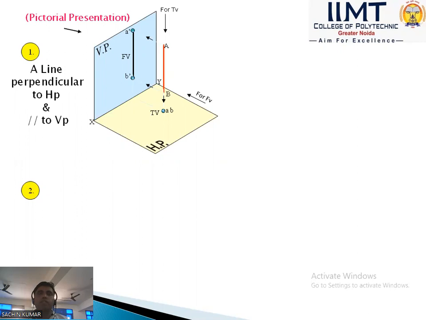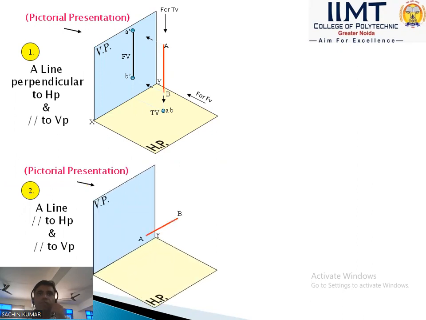Now we discuss another case, a line parallel to HP and VP. That is an interesting case, because in the previous case only the front view gave the true length. The top view did not give the true length, because the top view gives only a point. In the second case, line AB is parallel to both planes, which means the front view will show the true length. A dash and B dash show the true length. True length means actual length.